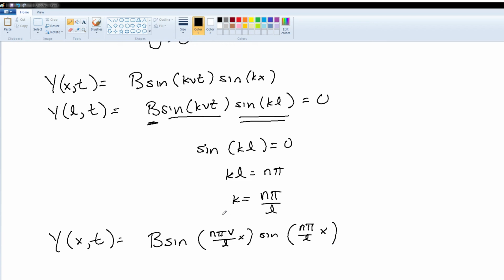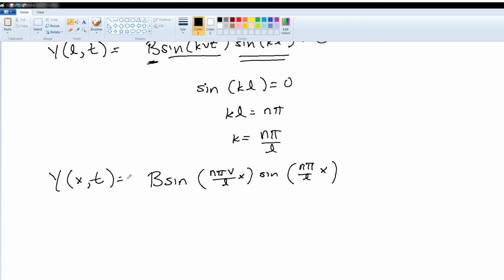This is a solution for every integer n, so we'll subscript this with an n and then get the general solution by using superposition. I'm going to start the index at 1, because when n is 0 we get sine of 0, so it doesn't matter. My bad, right here it's a function of time. This was t. Okay, cool.